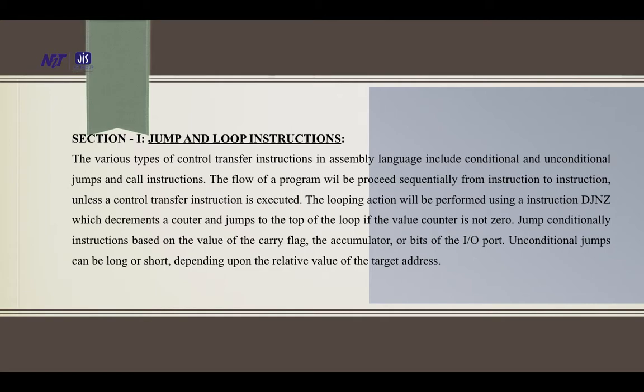The looping action is performed using the instruction DJNZ, which decrements a counter and jumps to the loop if the counter value is not 0. Conditional jump instructions are based on the value of the carry flag, the accumulator or bits of the IO port. Unconditional jumps can be long or short depending upon the relative value of the target addresses.